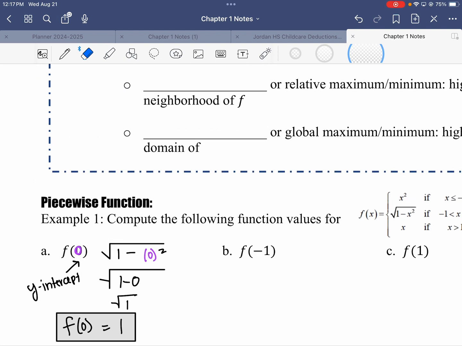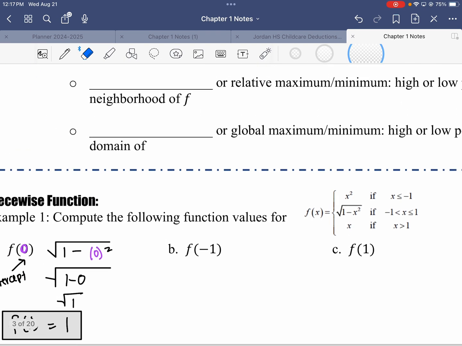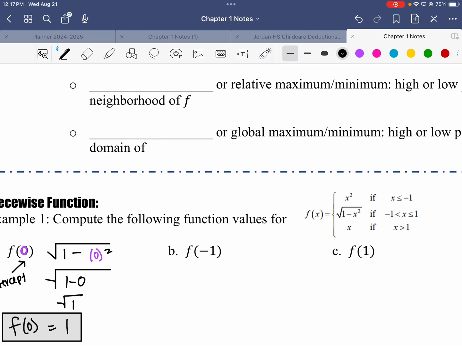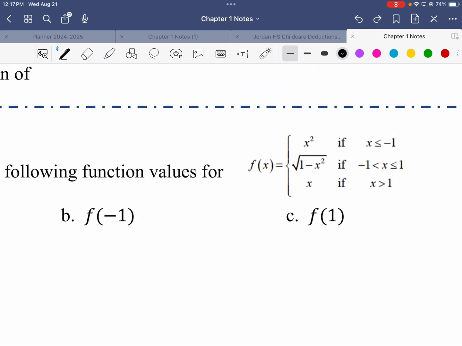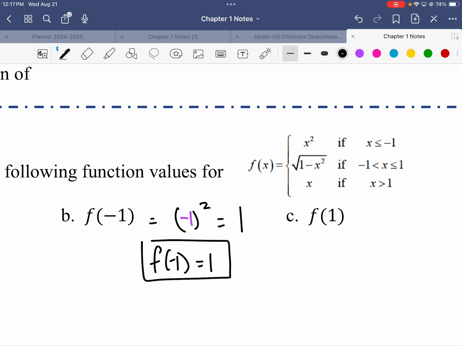Okay. All right, so now we've got f of -1. So if x is -1, which domain do we fall in? Why? Because x can equal -1 right there. Why doesn't it fall right here? Because x can't equal -1 there. Good. So for this one, we're going to do -1 squared. What is -1 squared? Just 1. So f of -1 equals 1. Okay.